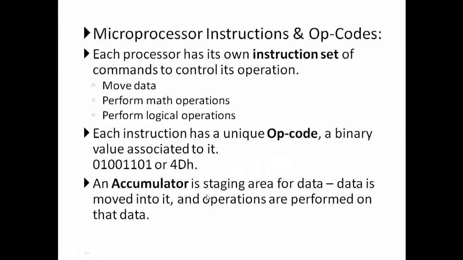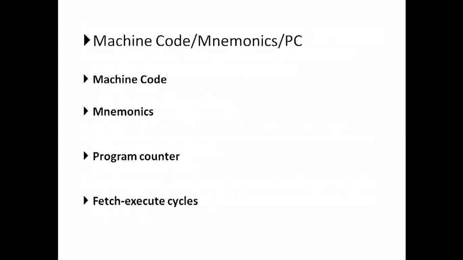Here, an accumulator is an area for data moved into it, and operations are performed on that particular data. So the accumulator is also called a temporary device. It is nothing but the temporary device that holds the data until the processing has commenced. That's it.